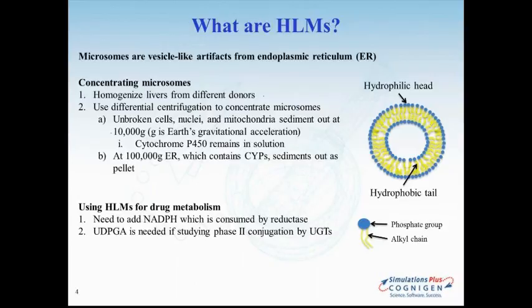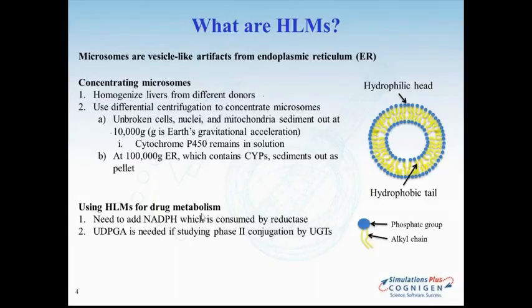So for using HLMs for drug metabolism, all the CYP isoforms will be present in the microsome. So that's one advantage of using this rather than recombinant CYPs, which only contain a single one. You need to add NADPH to your test media because this is consumed by the reductase and will keep the cytochrome P450s oxidizing the molecules.